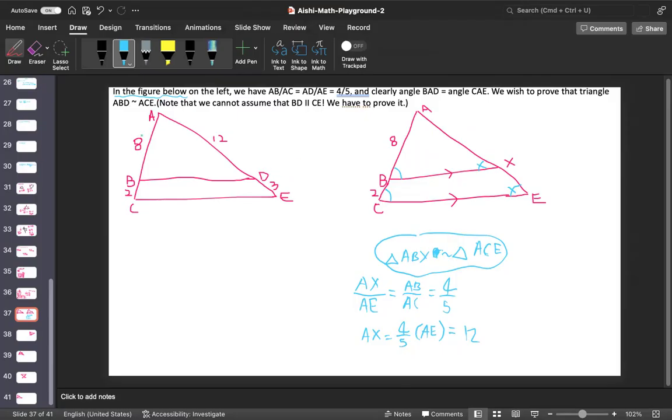And then we have ABD is similar to ACE. We don't always have to do it with one triangle. Sometimes you can add two.